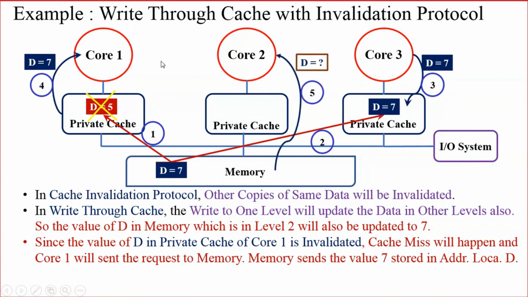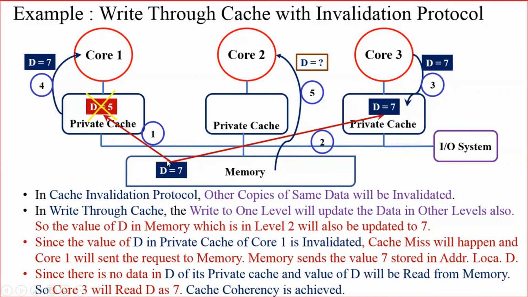There is no problem. Similarly, core 2 is trying to read the data from its private cache. In the private cache it is not there, so a cache miss will happen. So it will read from the memory. Since it is reading from the same location in memory, what was the data? The data is updated to 7. So what will core 2 get? The updated data, 7. Since there is no data in the private cache of core 2, D will be read from the memory, which has 7 as the data. So core 3 will also be getting 7 itself.